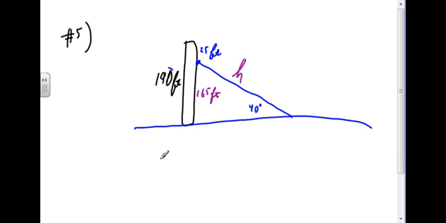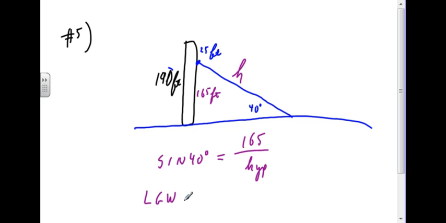So that's going to be a sine problem. So the sine of 40 degrees has to equal the opposite, 165, divided by the hypotenuse. So the length of the guide wire, also known as the hypotenuse, is going to be 165 over sine 40.